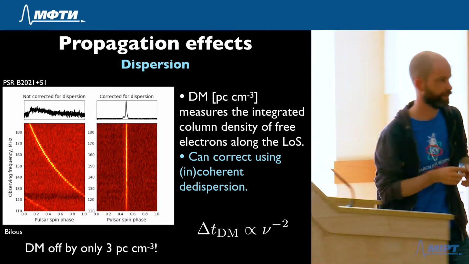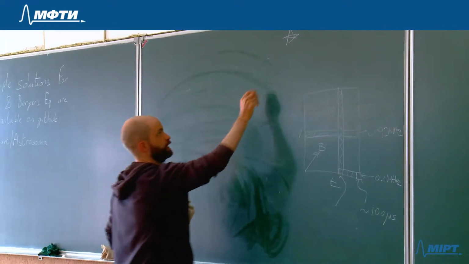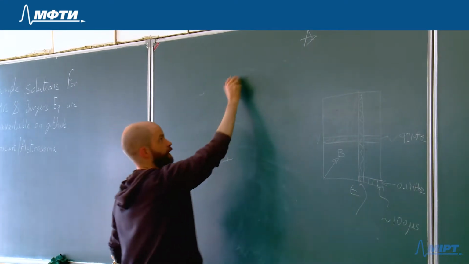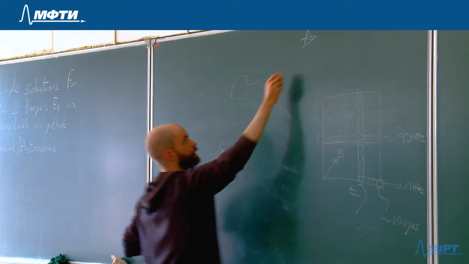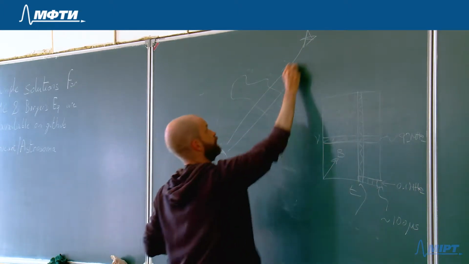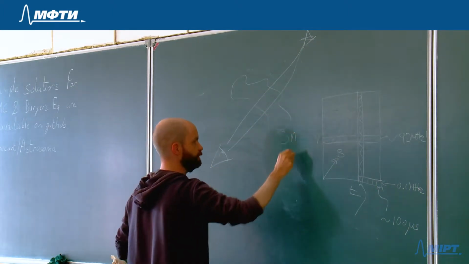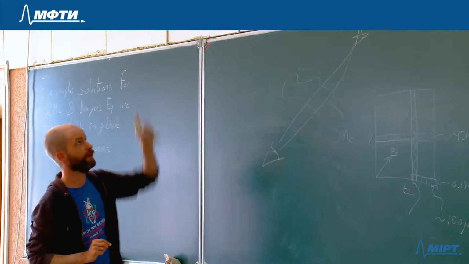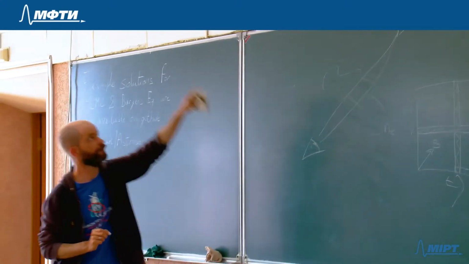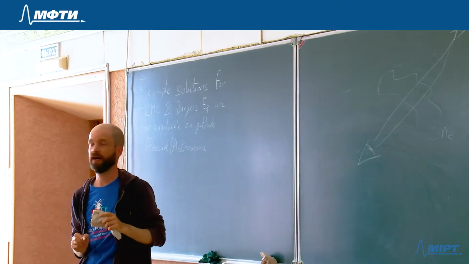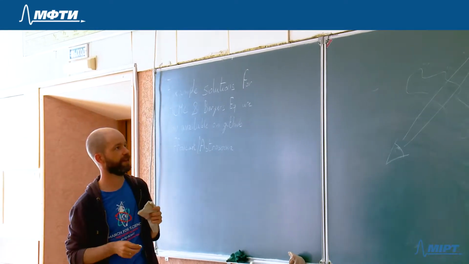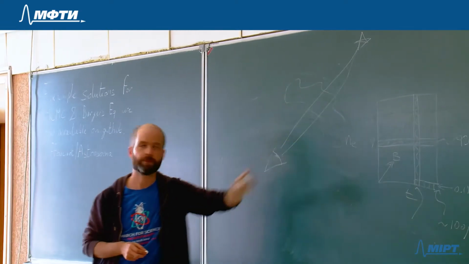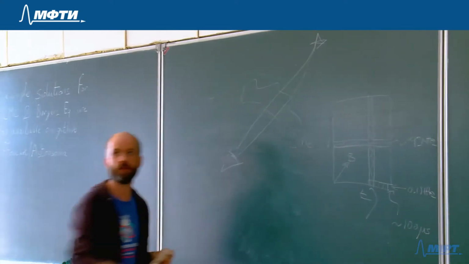So again, just so everyone's clear, we have a source that's up here, we have an observer down here, and we have a bunch of material between us and the source, and the radio waves are passing through this material, which has some electron density. And what we're measuring here is this dispersive delay, and the magnitude of that delay, like I said, is frequency dependent, but it also depends on how much material the signal is passing through. So it depends on the electron density along the line of sight.